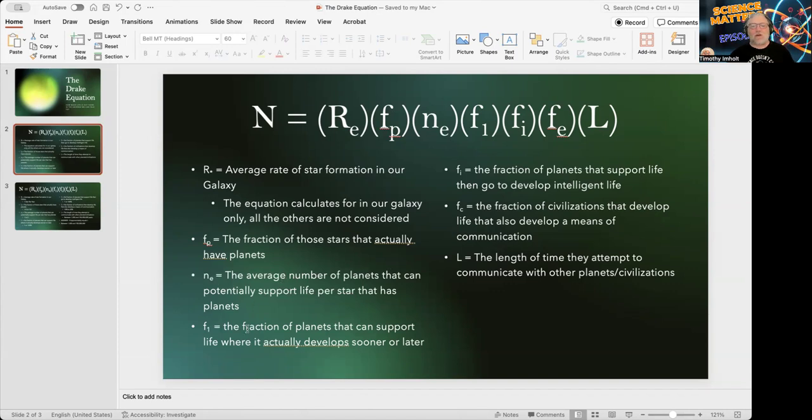FL, the fraction of those planets that can support life where it actually develops. So let's say you have a planet where you have all the right ingredients for life and it never actually develops. You've got to take those out. FI is the fraction of planets that support life that then go on to develop intelligent life. Maybe they developed fish and they never got past that point. Or maybe they developed dinosaurs that didn't die. I don't know. Who knows?